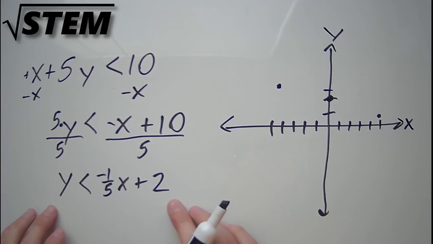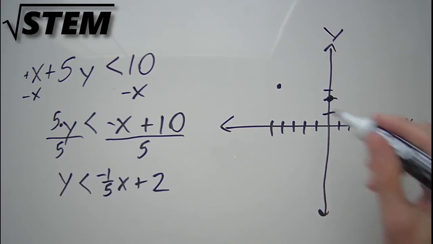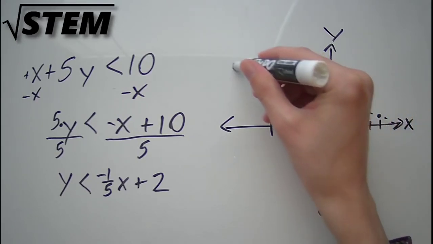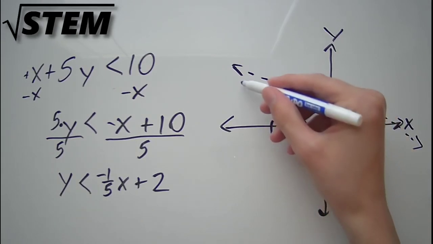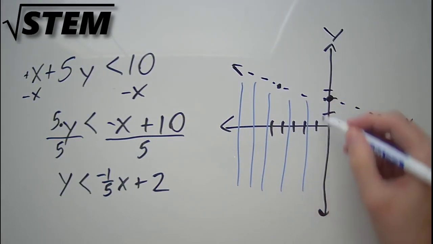Now, should we make this a solid or a dotted line? This is only strictly less than. It's not possibly equal to. So we need to connect these with a dotted line to show that we are not allowed to use points on the line. And finally, which side of the plane do we shade in? We see that y is less than everything on this line, so we'll shade in the bottom half of the plane.